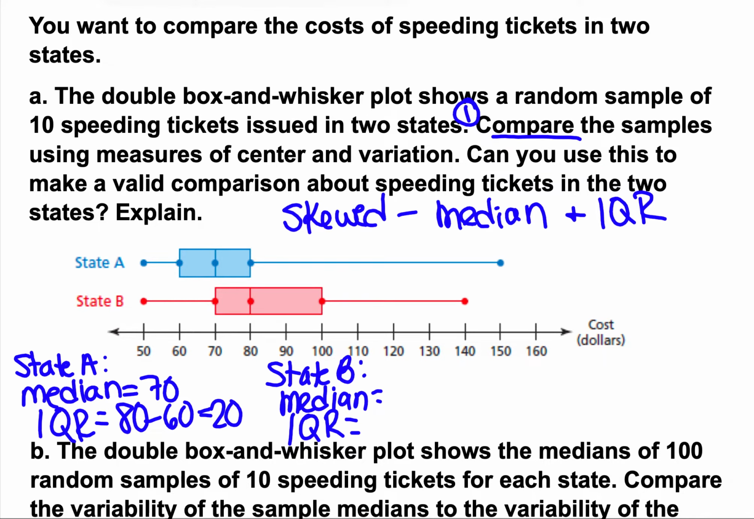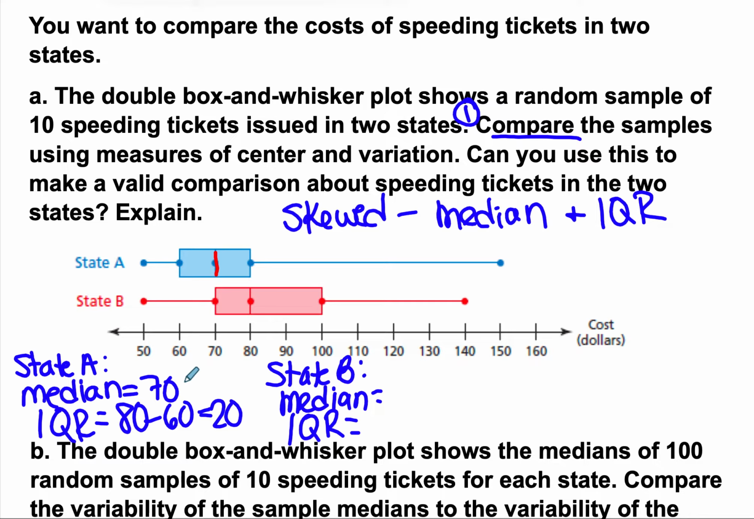Okay, so the nice thing about box and whiskers, it's pretty easy to find median and IQR. It's a lot less work than what we did on the last one for mean and MAD. Median, that's the line in the middle of the box. So for state A, here's my line in the middle of the box right there. That matches up with the number 70. So my median for state A is 70. I wrote that here.